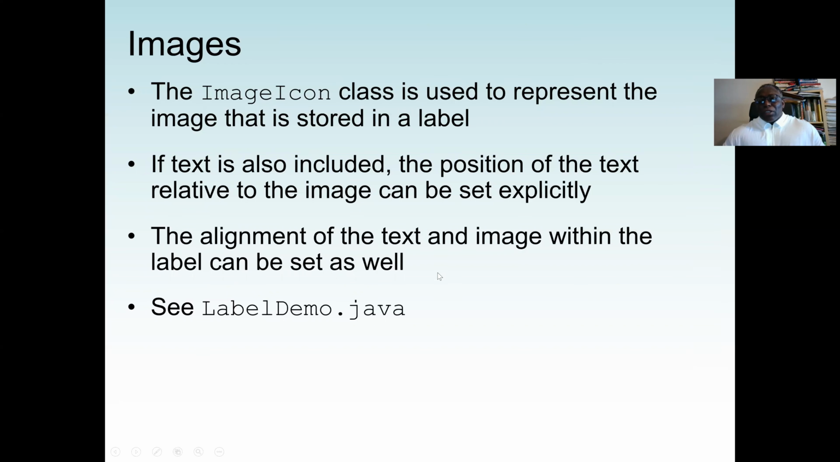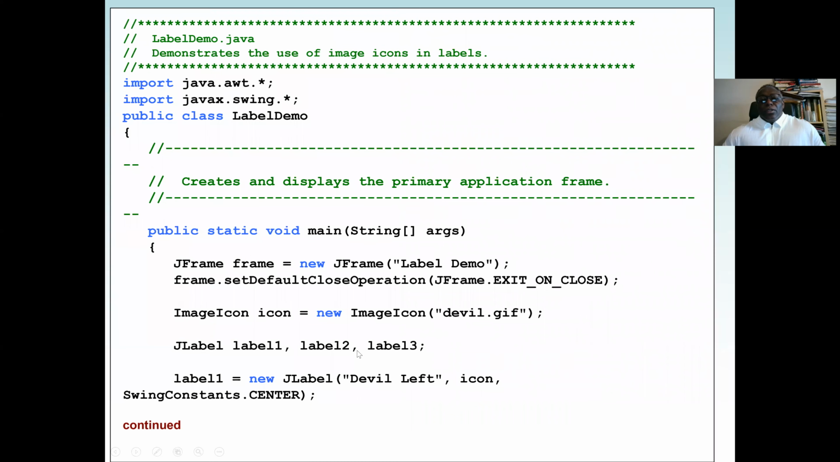Then the alignment of the text and image within the label can also be set. Alignment means we can make it center alignment, left or right alignment. So let's look at an example here. In this case, again, we import the Abstract Window Toolkit and then the Java Swing package. As usual, here we are going to create and display the primary application frame.